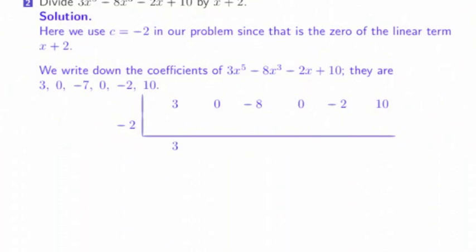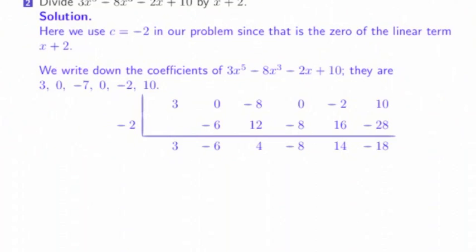I pull the 3 down. I multiply the 3 by the c to get minus 6. Add the column. Multiply by the c to get positive 12. Add the column. Multiply by c is minus 2 to get minus 8. Add the column. Multiply by minus 2 to get 16, add the column. Multiply by minus 2 to get minus 28, add the column.